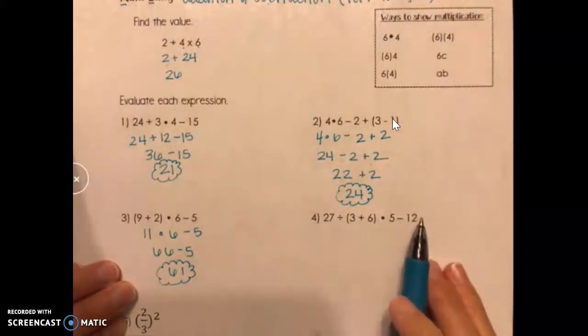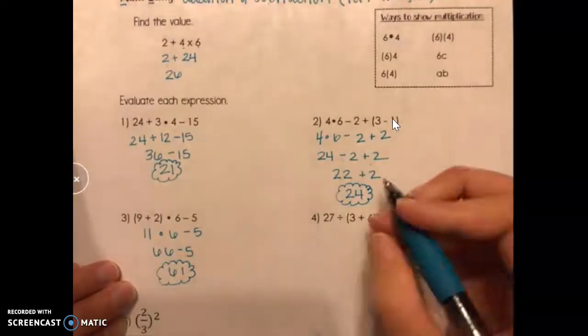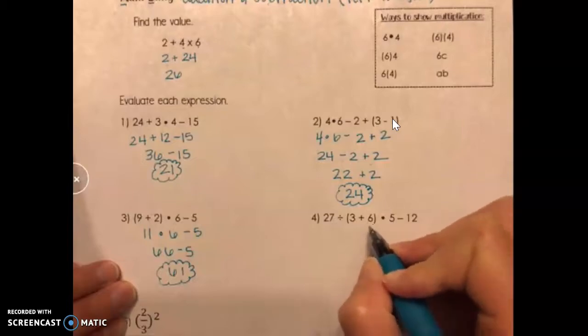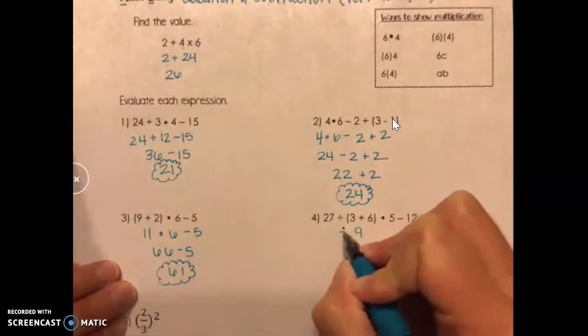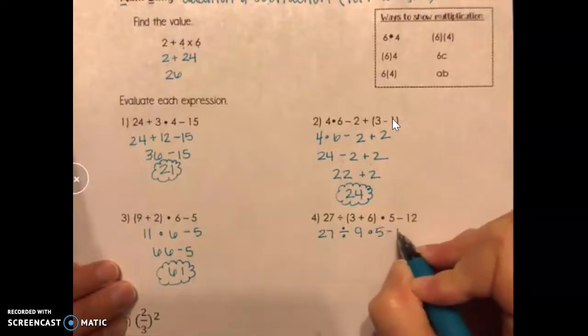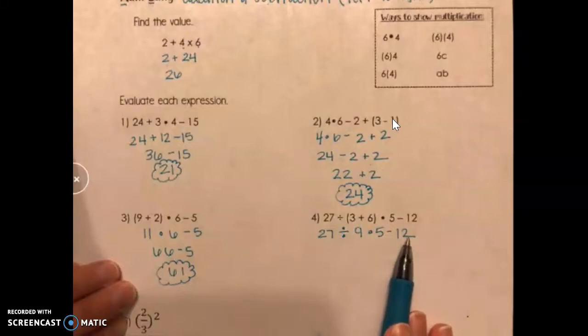All right, number 4, 27 divided by 3 plus 6 times 5 minus 12. Starting at the top of my Please Excuse My Dear Aunt Sally, please would be parentheses, so we're going to solve inside our parentheses. The only thing I have in there is to add, so 3 plus 6 is 9. Bring everything straight down as we see it. I have no more parentheses left, so now we're on to excuse. Excuse is exponents. I don't have any exponents.